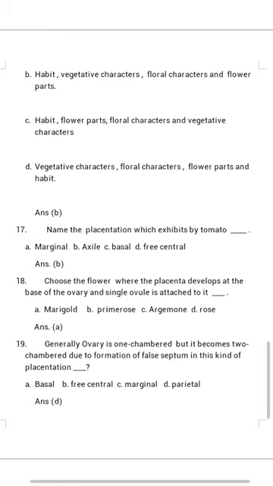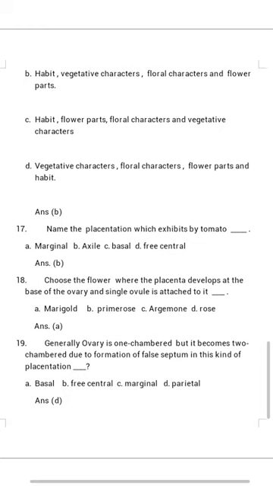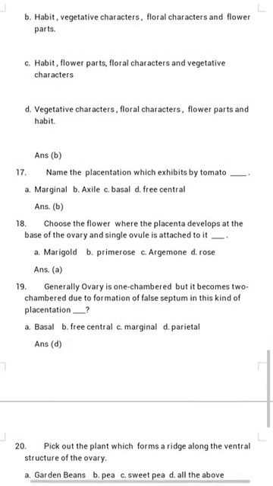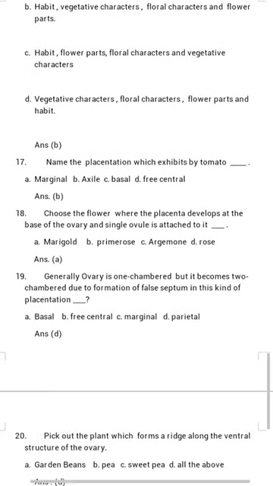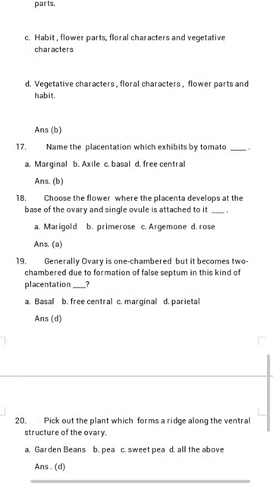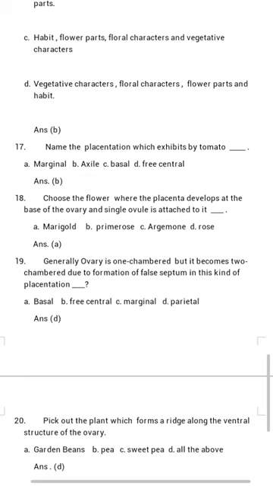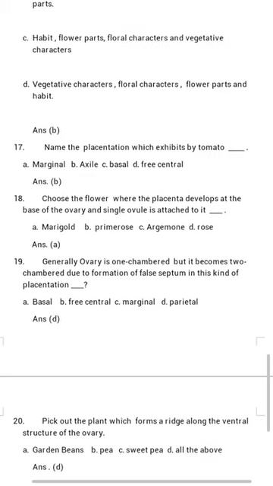So the correct option for this question is option B. Understood? Hope you understood the explanation for this question. Now I am moving to the next question, 17th question. Name the placentation exhibited by tomato. Let us see the 4 options. A, marginal placentation. B, axial placentation. C, basal placentation. D, free central placentation.